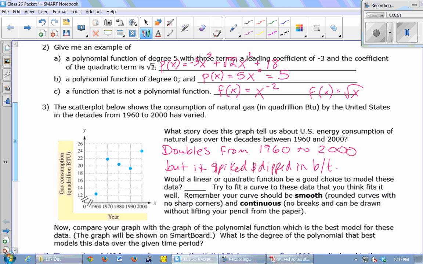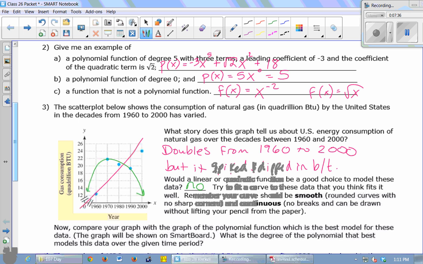So would a linear or a quadratic function be a good choice to model this data? Would either of them capture that spike and dip? No, because if I tried to do a line, I'd get something like that, which wouldn't be a bad fit, right? But it doesn't capture the fact that we went up and down and up again. Or if I tried to do a quadratic, it would maybe look something like that, and that would show it going back down when it doesn't really do that, right? So neither of these would be good.